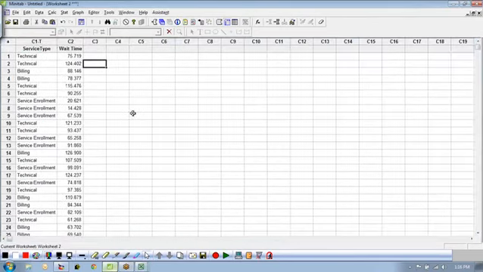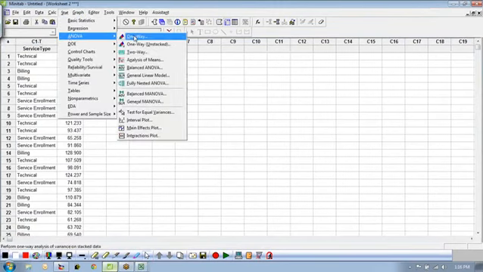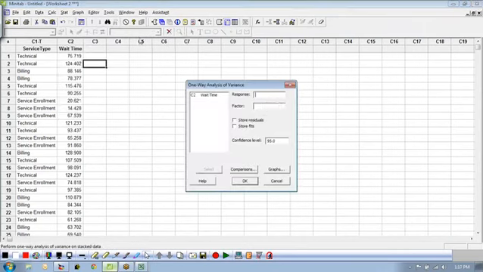Okay, to do it in Minitab, here's my data right here. You can see it's the same. We'll go to Stat, ANOVA, one way. Wow, lots of ANOVAs. Let's just choose the first one. Aha, look at that one, test for equal variances. We'll be going there soon. Our response is wait time, and our factor is service type.